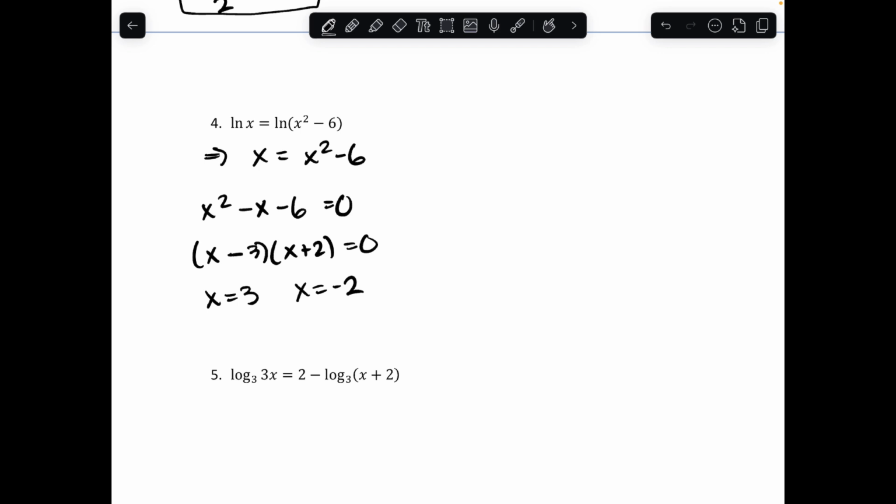Now we need to be a little careful though before we move on. We need to check each of these and make sure that they're actually both included in our domain. First off, 3 is going to be inside of our domain. We're not going to have a number that is 0 or less. However, if I try plugging in negative 2, I'm going to be taking the natural log of a negative number. And that is not in our domain. So x equals negative 2 is not actually a solution.